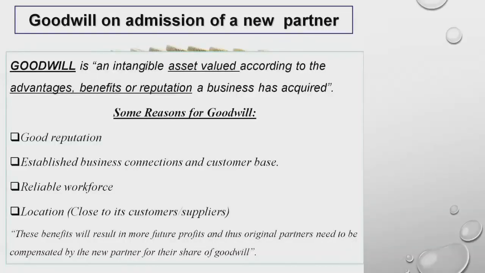Okay, so students, we are going to conclude with goodwill. When we are admitting a new partner, the next person that is coming into the partnership, you know what value of the business am I getting into. So goodwill is an intangible asset value according to the advantage, benefit, or reputation a business has accrued. Some reasons for goodwill: good reputation, established business connection and customer base, reliable workforce or location. This benefit will result in more future profit, and these original partners need to be compensated by the new partner for their share of goodwill.